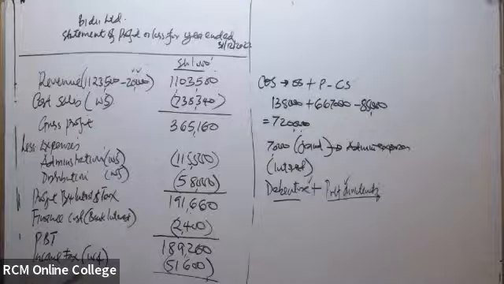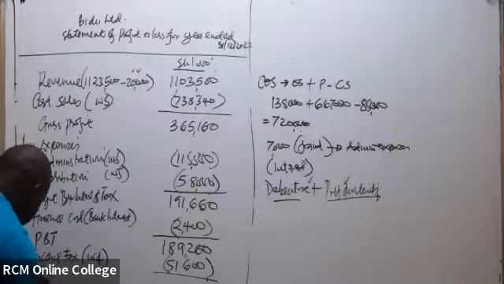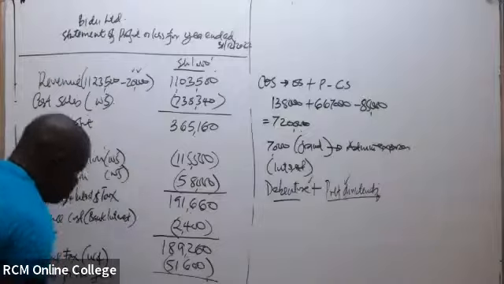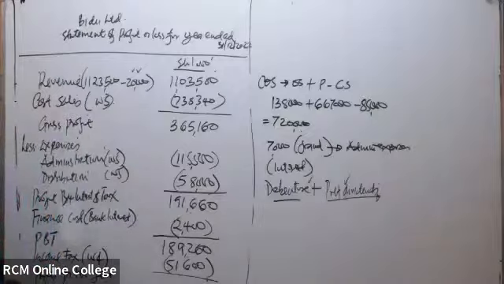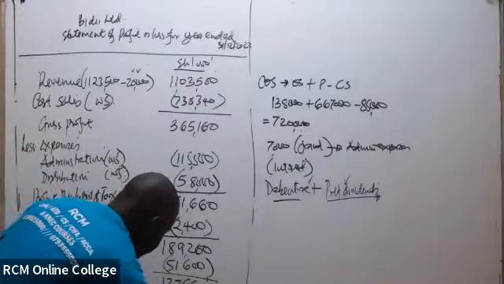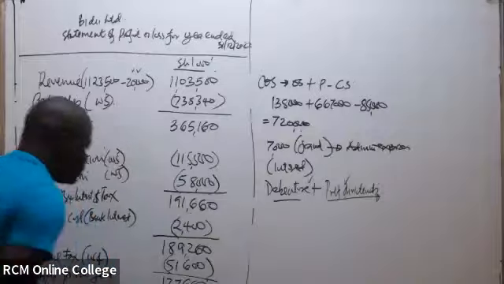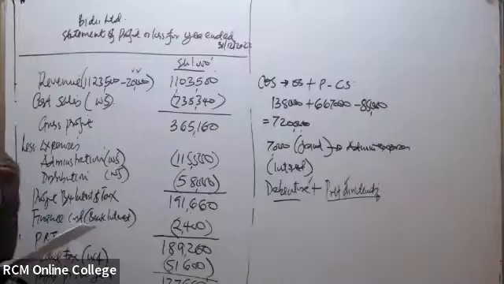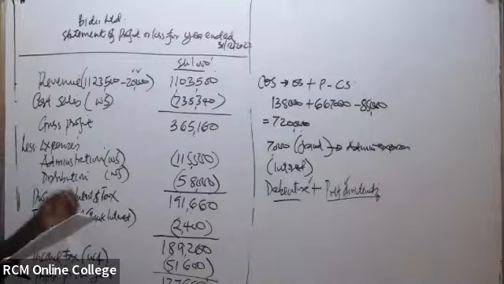So the profit for the year. How much are you getting as the profit for the year? You're getting 137,660. So that is the profit for the year, the profit realized for the year.